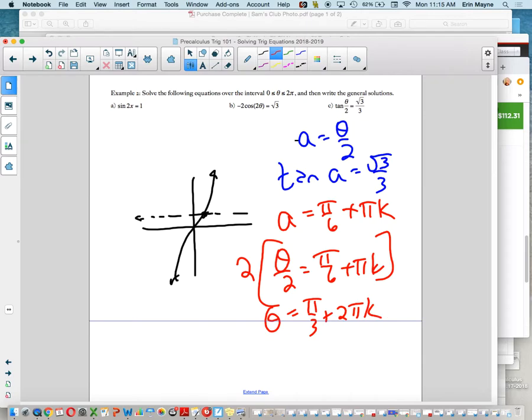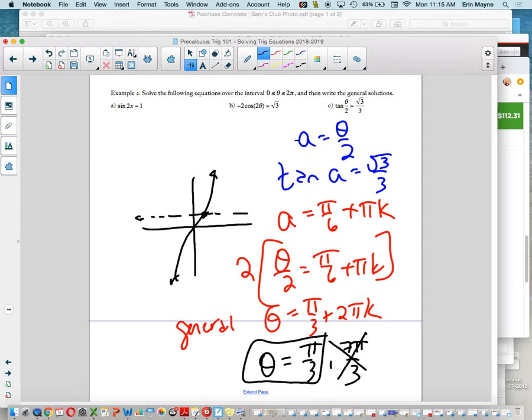Now, if I were asking for the general solutions, I would be done. There was a lot of confusion first period as to what answer went with what interval. These are my general. Does it answer the question 0 to 2 pi? No. So what do I do? What do I technically do to this? I add 2 pi, which would be 6 pi over 3, but what happens there? It's too big. Therefore, this is my only answer.